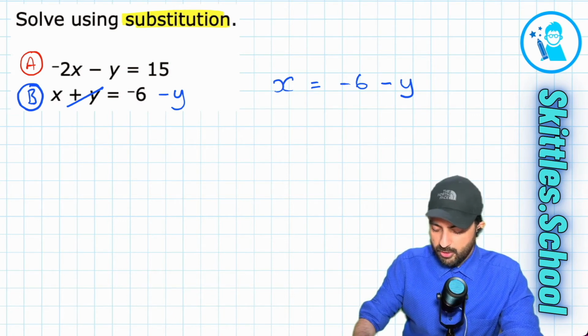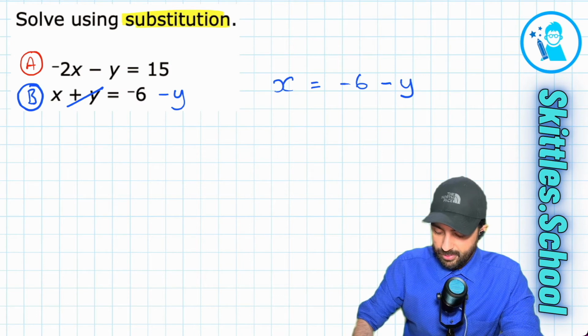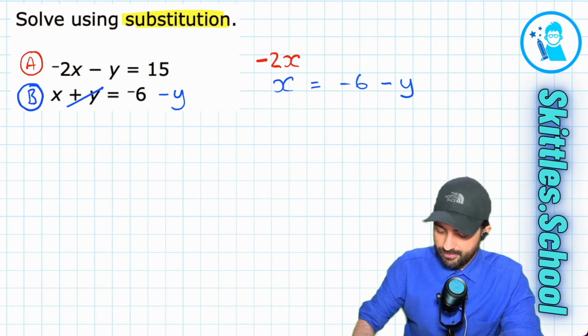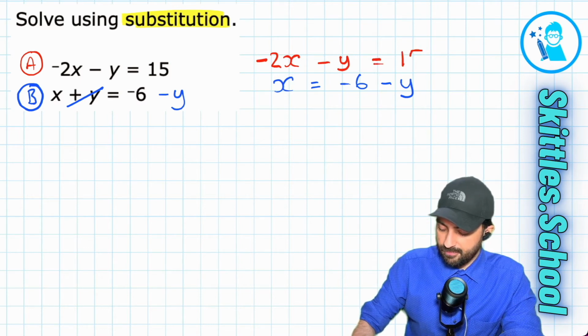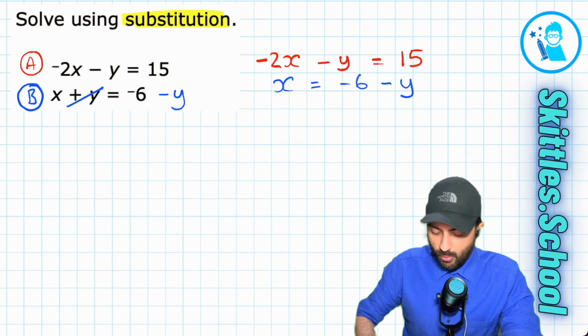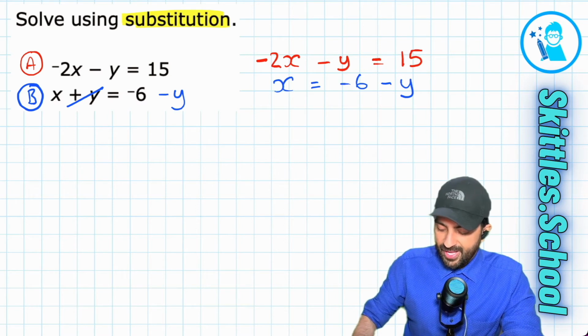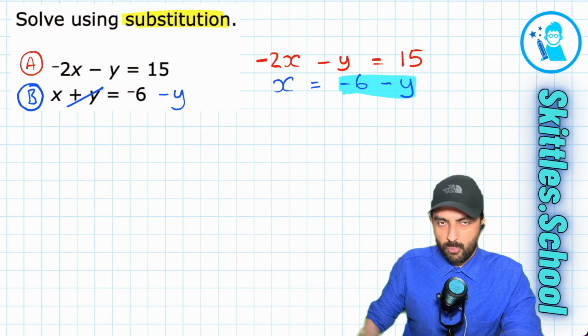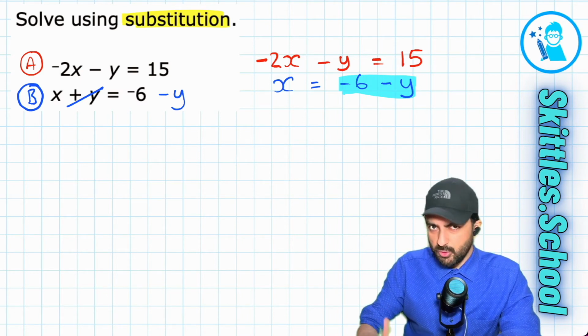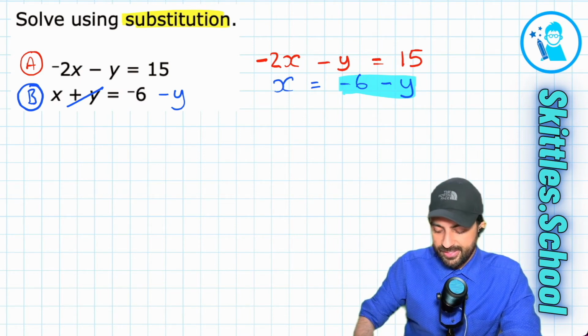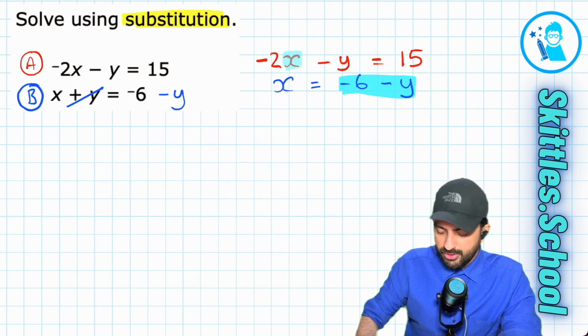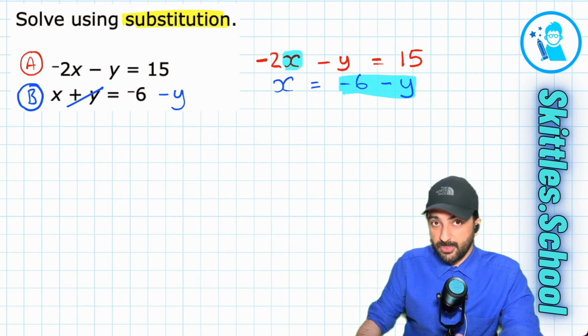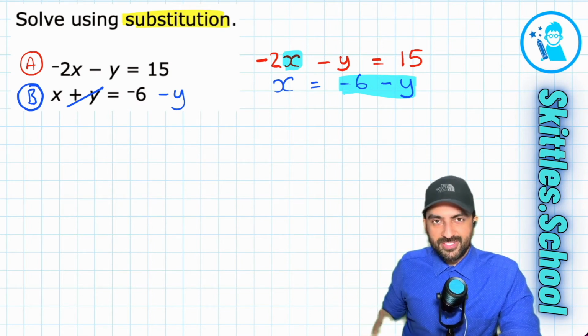I'm going to rewrite equation A as it is. -2x minus y equals 15. If you look at equation B, it tells us that x is equal to -6 subtract y. What we can do is we can substitute that x into the first equation, equation A. We can substitute -6 minus y into that space x.